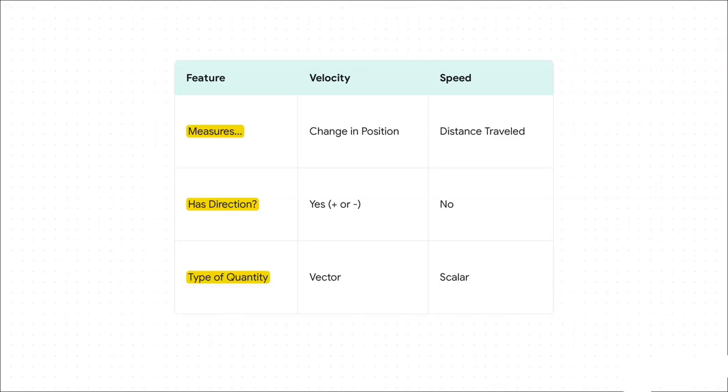So let's just boil it all down right here. Velocity measures the change in position, it has a direction, that plus or minus sign, and it's a vector. Speed, on the other hand, measures the total distance you traveled, it has no direction, and it's a scalar. This little table is pretty much the whole shebang right there.